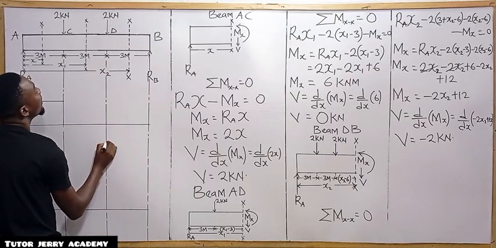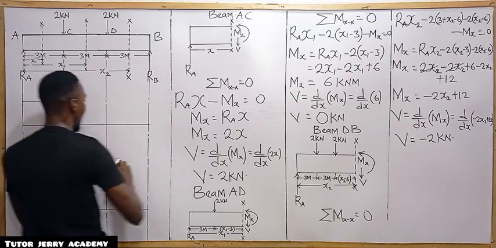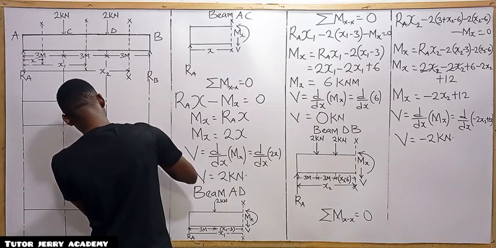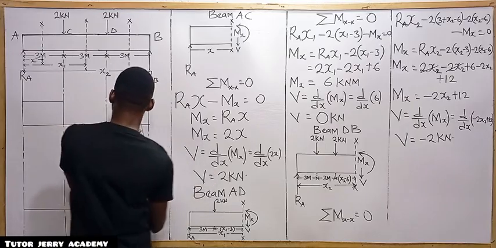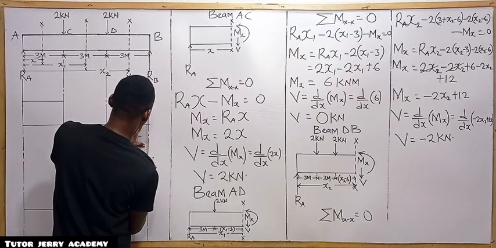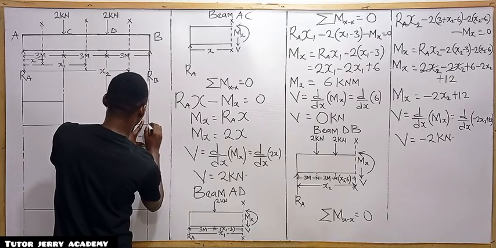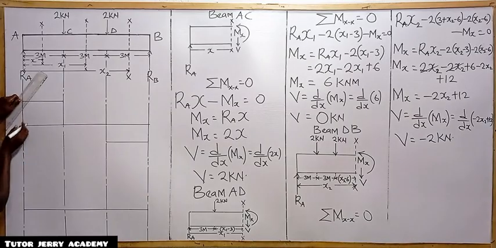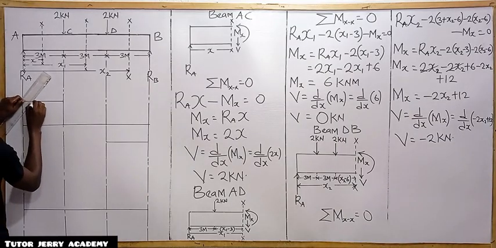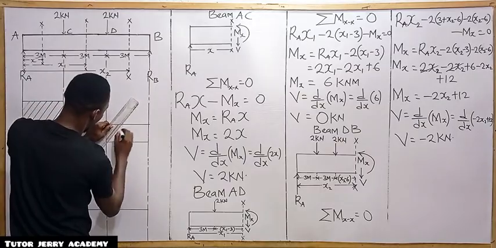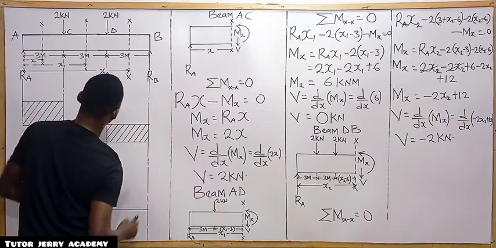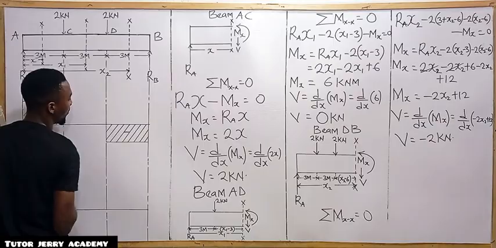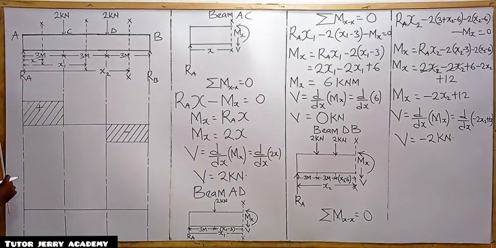So between D and B, we don't have any force. So there's going to be a constant line here, and the diagram will go back to 0. All right, so that's it. So you can shade now. So this point is positive, while this point is negative. All right, so that's it. We are done with the shear force diagram.